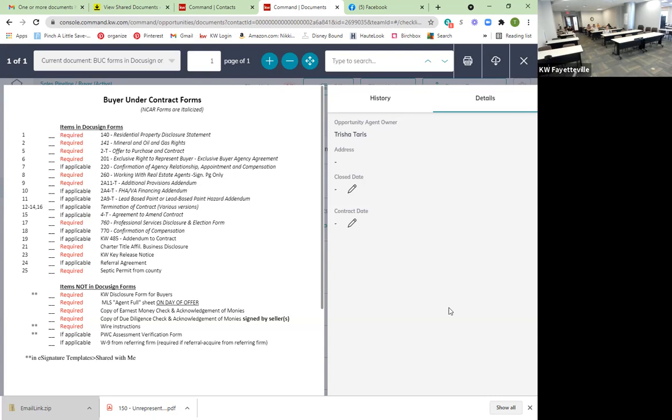Does anybody on Zoom know what the FHA appraisal rule is on a flip? Do you still have to have 2? No, we don't know. All right, we'll find out. But yeah.